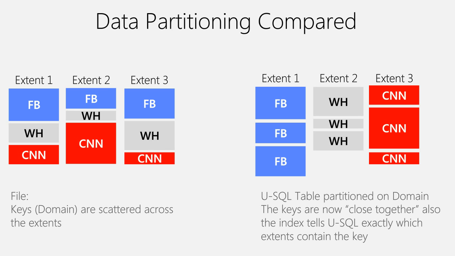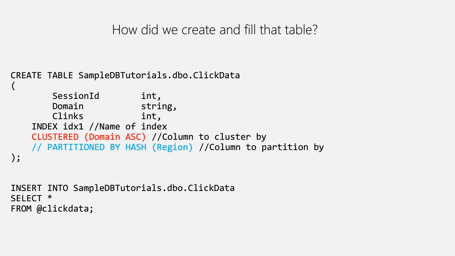So this is how we create and fill the table. For example, we create a table from the big data query, from the big data file that you have, and it creates a clustered index against the domain key through which you're going to filter the data. And it gets inserted into a table that is available in Azure Data Lake Store.